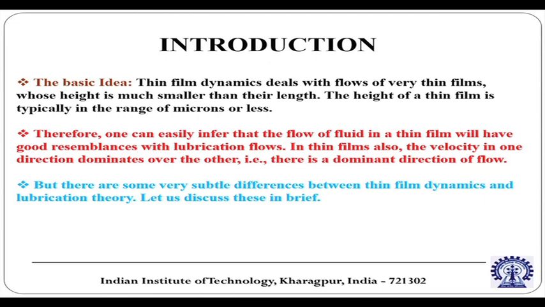In thin film flows also, the velocity in one direction dominates over the other, that is, there is a dominant direction of flow. If you recall, in lubrication theory we had the velocity scales UC and VC along X and Y, where UC is much, much greater than VC. So, here also the same thing will hold true, that means although there are possibilities of having both components of velocity, one component dominates significantly over the other.